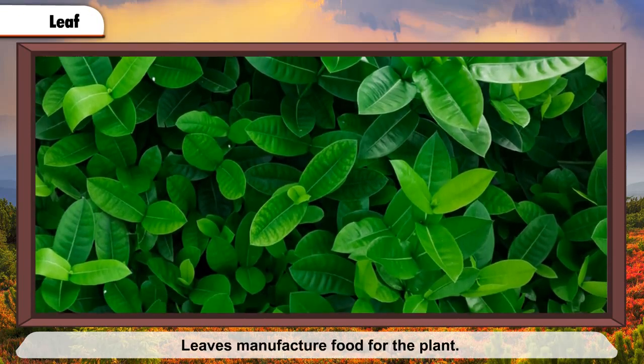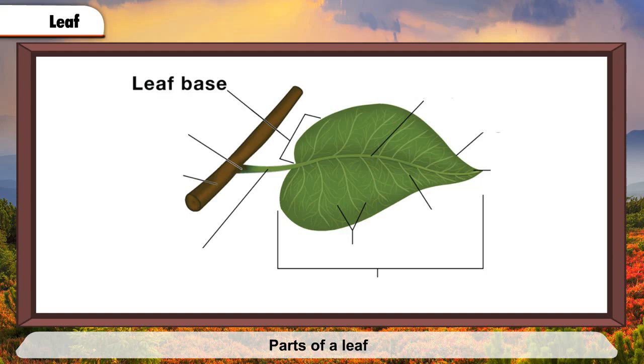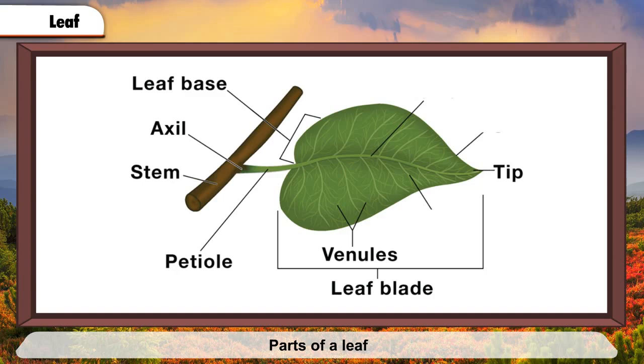Leaf. The leaf is a thin, flat and green part of a plant that is attached to the branch. Leaves manufacture food for the plant. Parts of a leaf: leaf base, axil, stem, petiole, venules, vein, leaf blade, tip, margin, midrib.